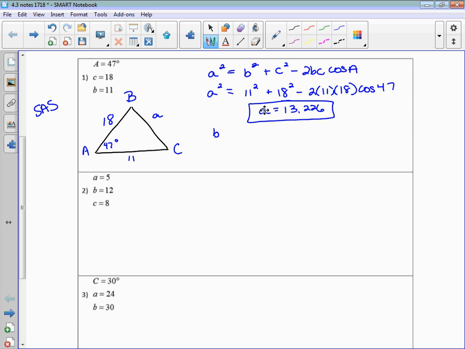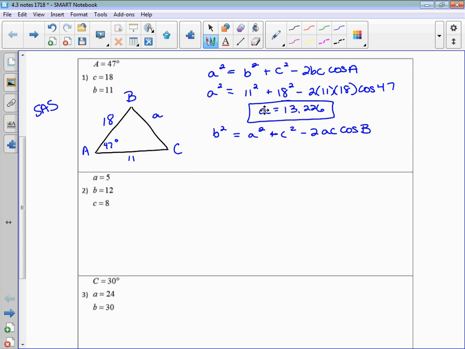B, okay. So let's look at it. That would be b squared equals a squared plus c squared minus 2ac cosine of B. That's the formula, right? Do you guys have that memorized already? No? Close? Yeah? You probably will by the end of this.